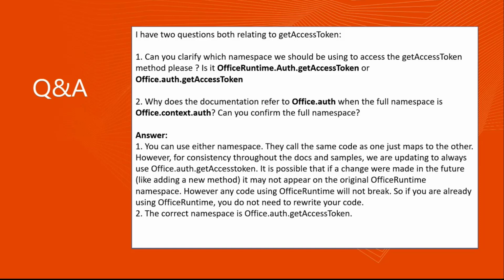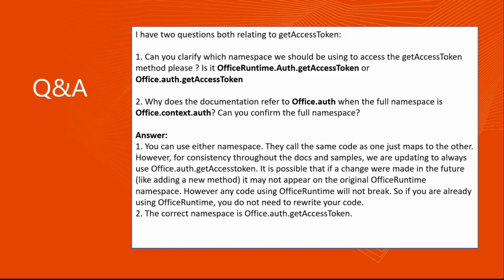There was just a refactoring that happened at some point in time. I guess you could say the official one is Office.auth.getAccessToken. So we're going through the docs and finding these and making sure they all say Office.auth.getAccessToken. But that doesn't mean you have to go change your code. It will work fine. There is a possibility maybe in the future if there's some change made, it'll probably only happen on the new namespace, the Office.auth namespace, but nothing breaking is going to happen.